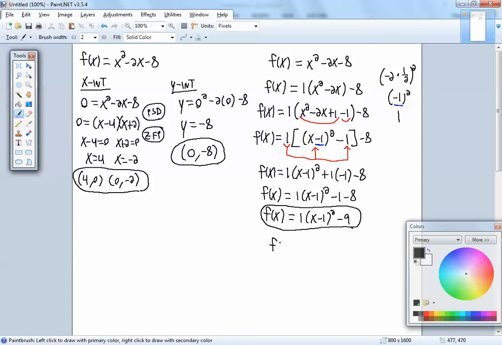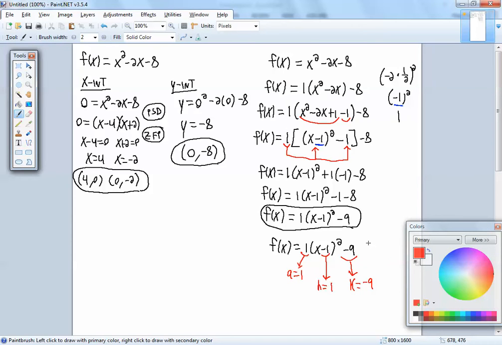Now, a nice part about standard form is we can easily identify some items. Whatever number's in front of your parentheses right here is your A, so A is equal to positive 1. Whatever number's inside of your x here, this is your H, and it'll always be opposite sign. So this is a negative 1, so H is a positive 1. And this is our K, so K is equal to negative 9.